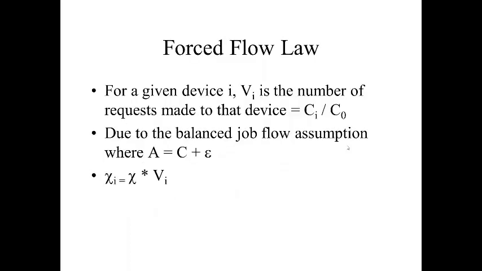The forced flow law says for a given device I, V sub I is the number of visits, the number of requests made to that device, C sub I divided by C0. Due to the balanced flow job assumption, A is equal to C plus some small epsilon. And the throughput is equal to the throughput times the number of requests made to that device.